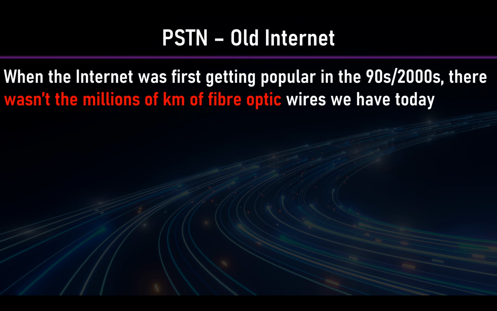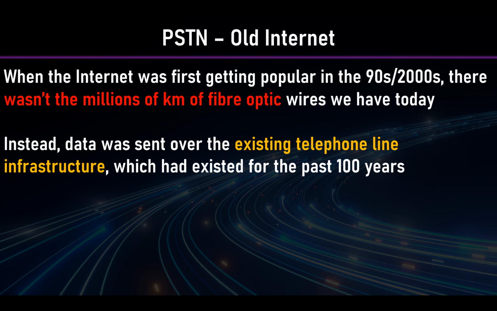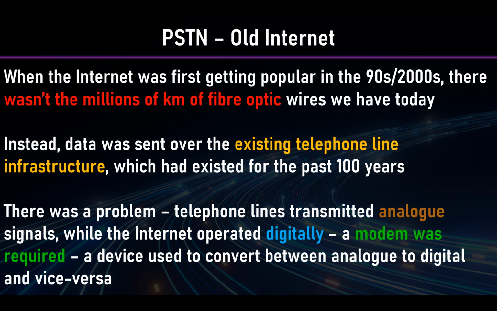If we think why this was used, when the internet was first getting popular, let's say in the 90s, even early 2000s, we didn't have the millions of kilometers of fibre optic cable like we have today. So since we had the existing telephone line infrastructure, data was just sent along that. That had existed for the past 100 years. However, there was a problem. Telephone lines transmit data as analog.